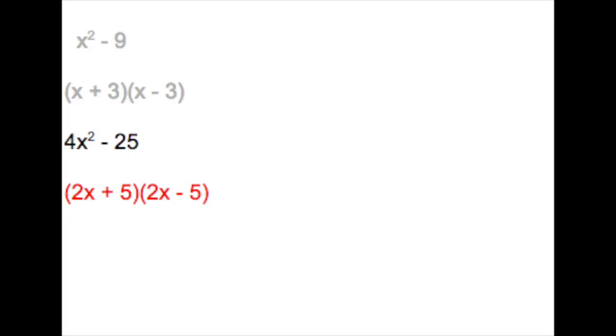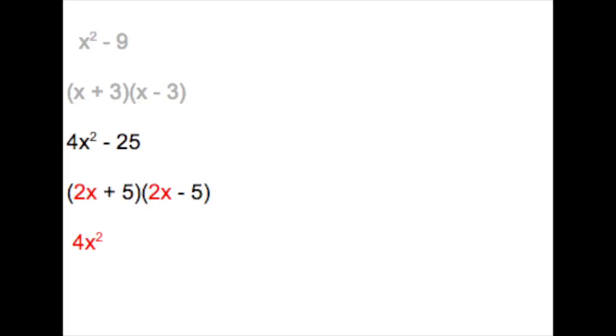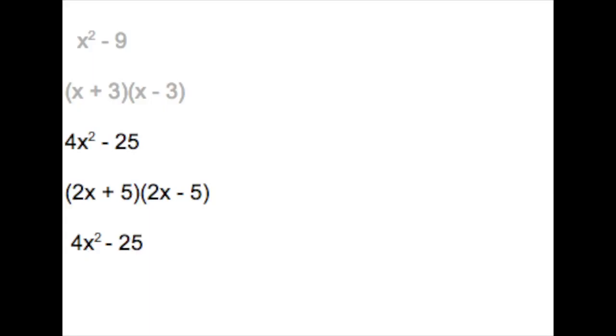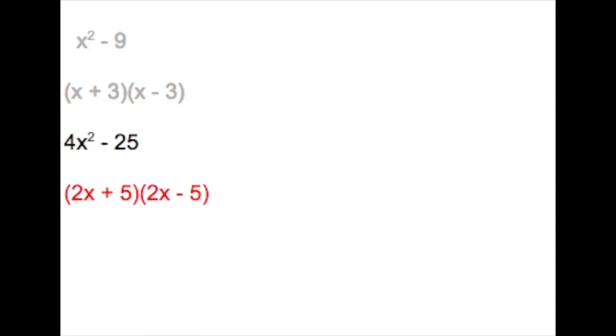Let's check for accuracy. 2x times 2x is 4x squared. 2x times negative 5 is negative 10x. Positive 5 times 2x is positive 10x. And positive 5 times negative 5 is negative 25. We know that our middle terms, negative 10x and positive 10x, will cancel one another out, leaving us with 4x squared minus 25. So our factors check out. 2x plus 5 and 2x minus 5 are our factors of 4x squared minus 25.